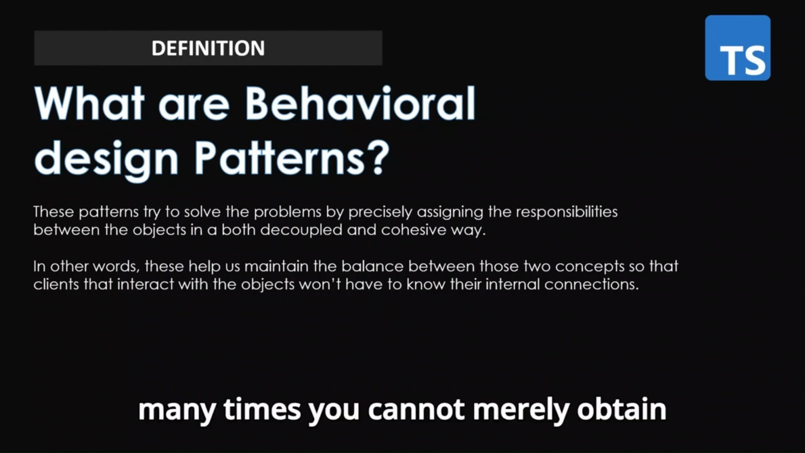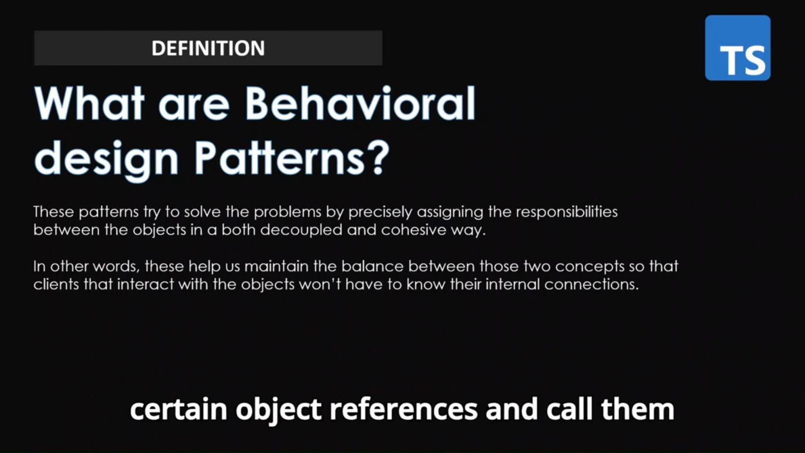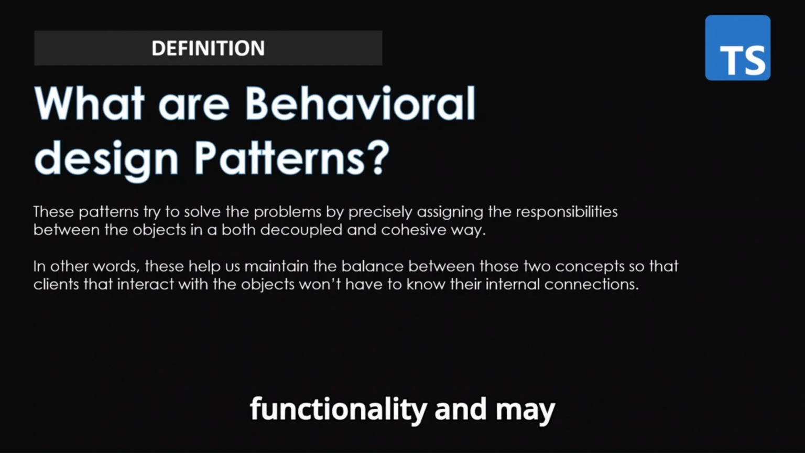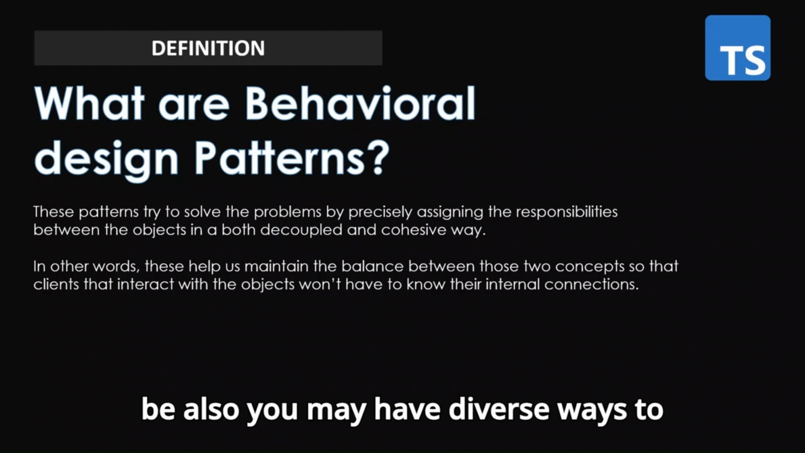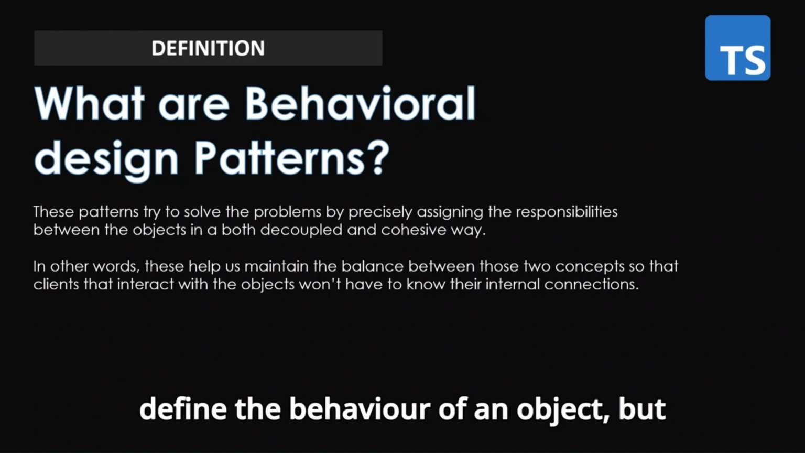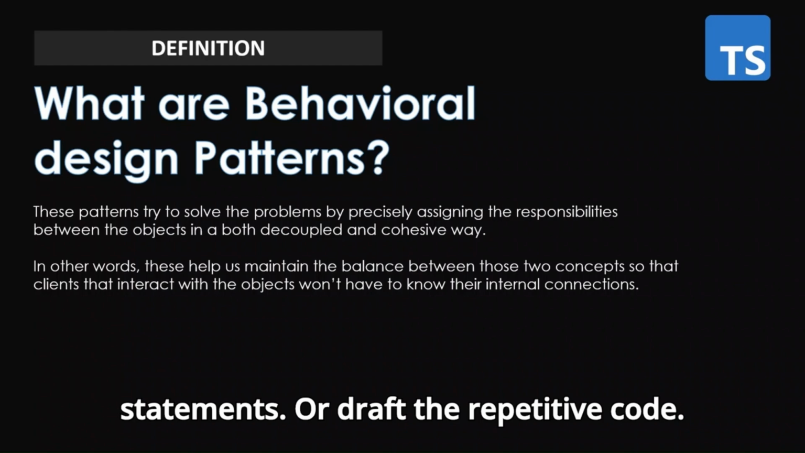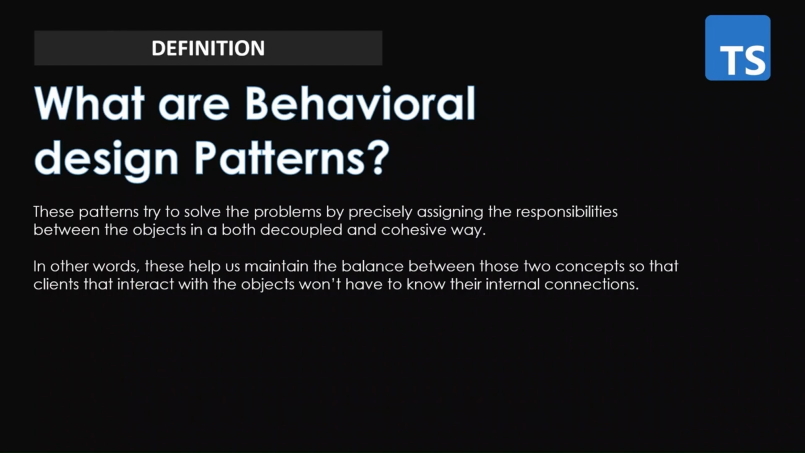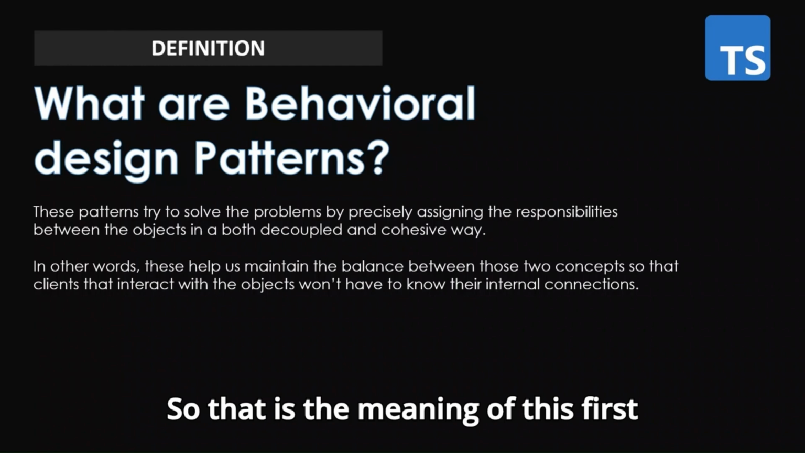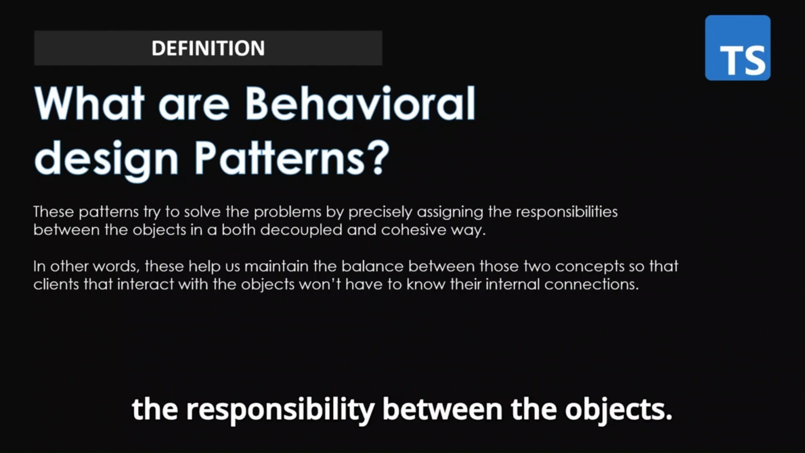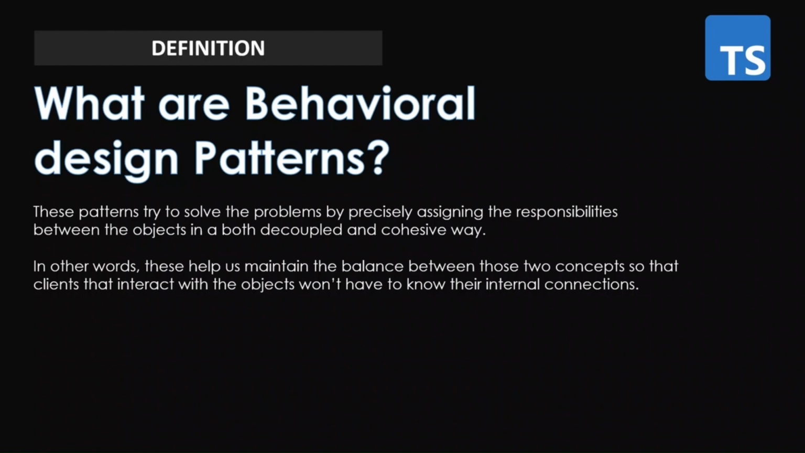And many times you cannot merely obtain certain object references and call their methods, but you would like to use their functionality. And maybe you also have diverse ways to define the behavior of an object, but you do not want to hard code many switch statements or draft repetitive code. So that is the meaning of this first line. So in this way you are assigning the responsibility between the objects.